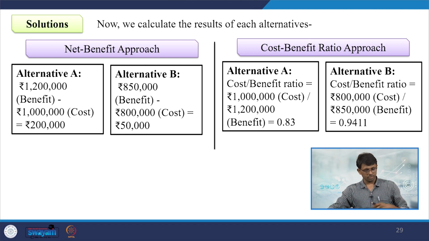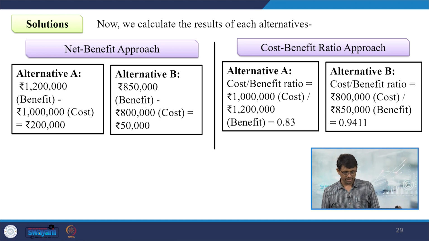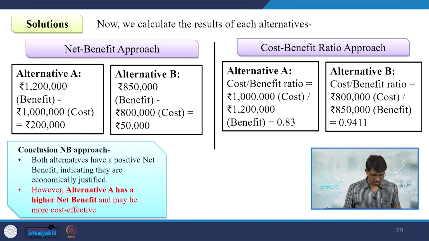Okay. So, the benefit is here actually 2 lakh. Benefit minus cost, the net benefit is actually 2 lakh on alternative A, whereas in alternative B the net benefit is 50,000. Whereas in the cost benefit ratio approach, we find for alternative A it is 0.83 and for alternative B it is 0.94. By absolute difference, yes, we have noted, but the reverse is noted in the case of cost benefit ratio.